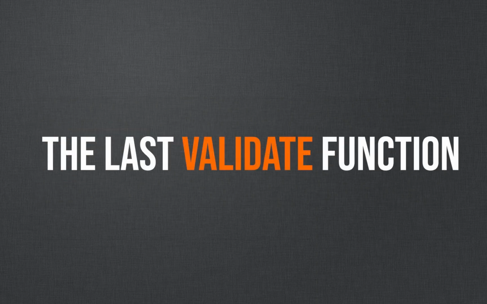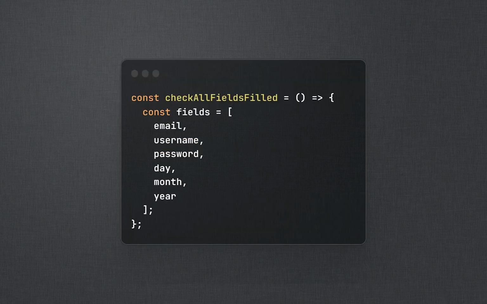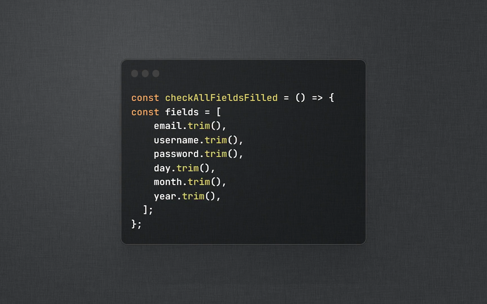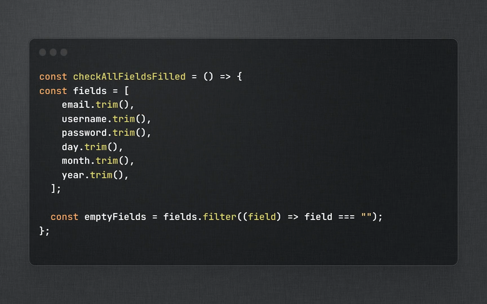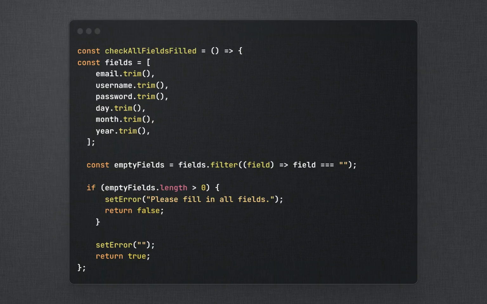And the last function we are going to need to validate our form is the function that will check if all the fields are filled. The name of this function is going to be checkAllFieldsFilled. Then we're going to create a constant with the name fields with all the fields in it, but we will add .trim to them. Then we are going to filter through the fields and check if all the fields are filled. If they are, we will return true and remove all the error messages. If they are not, we will return false and display an error message.